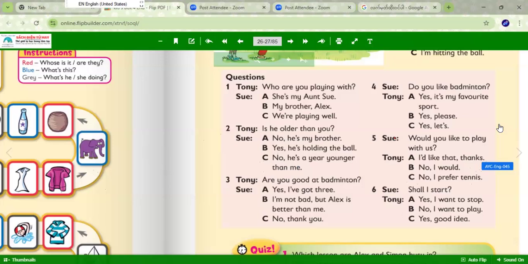But what we have to remember at this level is that with a yes or no question, we cannot forget to answer yes or no. All right. So both are correct. "I would like that" is correct, and "No, I prefer tennis" is also correct.